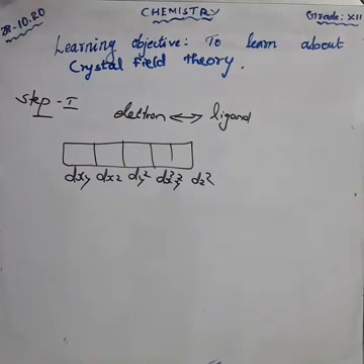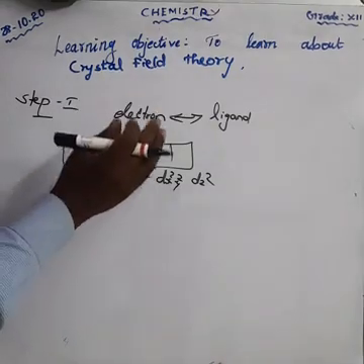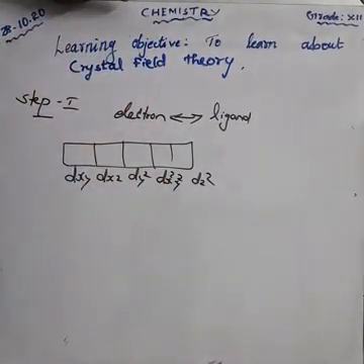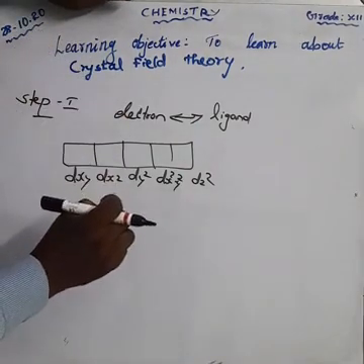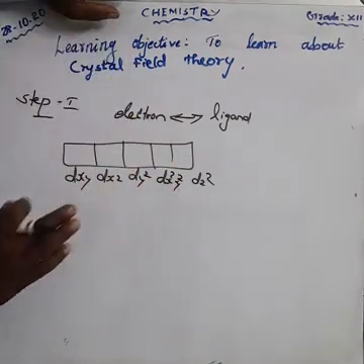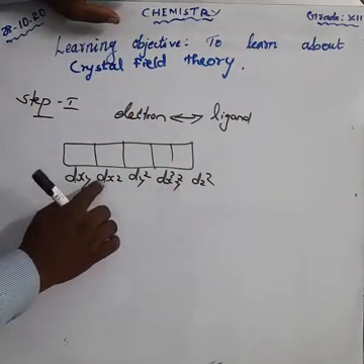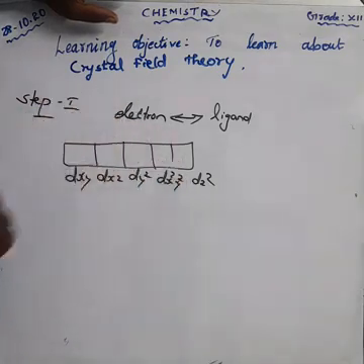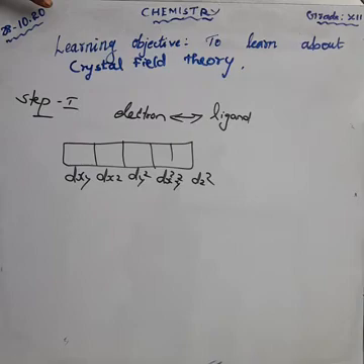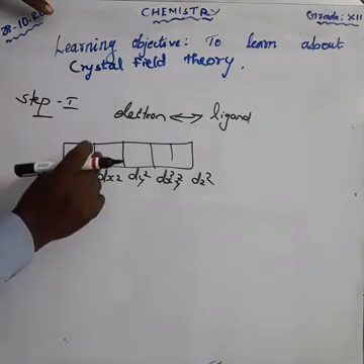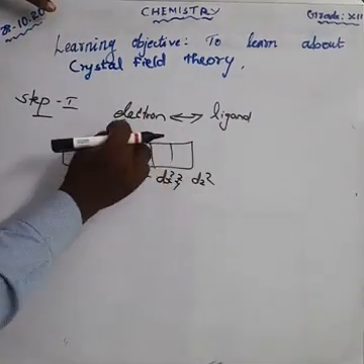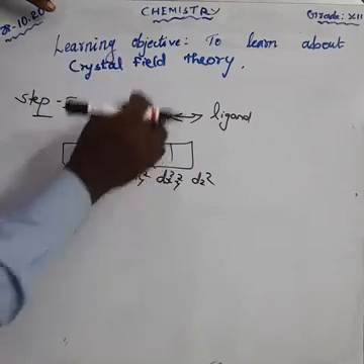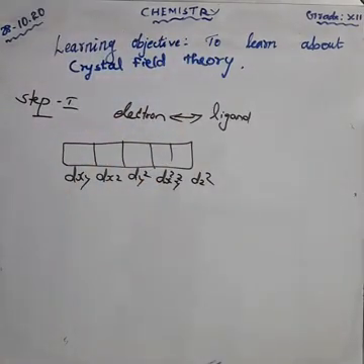This is the first condition. What is the first step? All the 5 d orbitals of the central metal ions are degenerate. Degenerate means all the orbitals have the same energy, equal energy: dxy, dxz, dyz, dx square minus y square and dz square. In this field, the energy of all 5 d orbitals will increase, due to the repulsion between the electrons of the metal and the ligand. That's the first step. Second step.